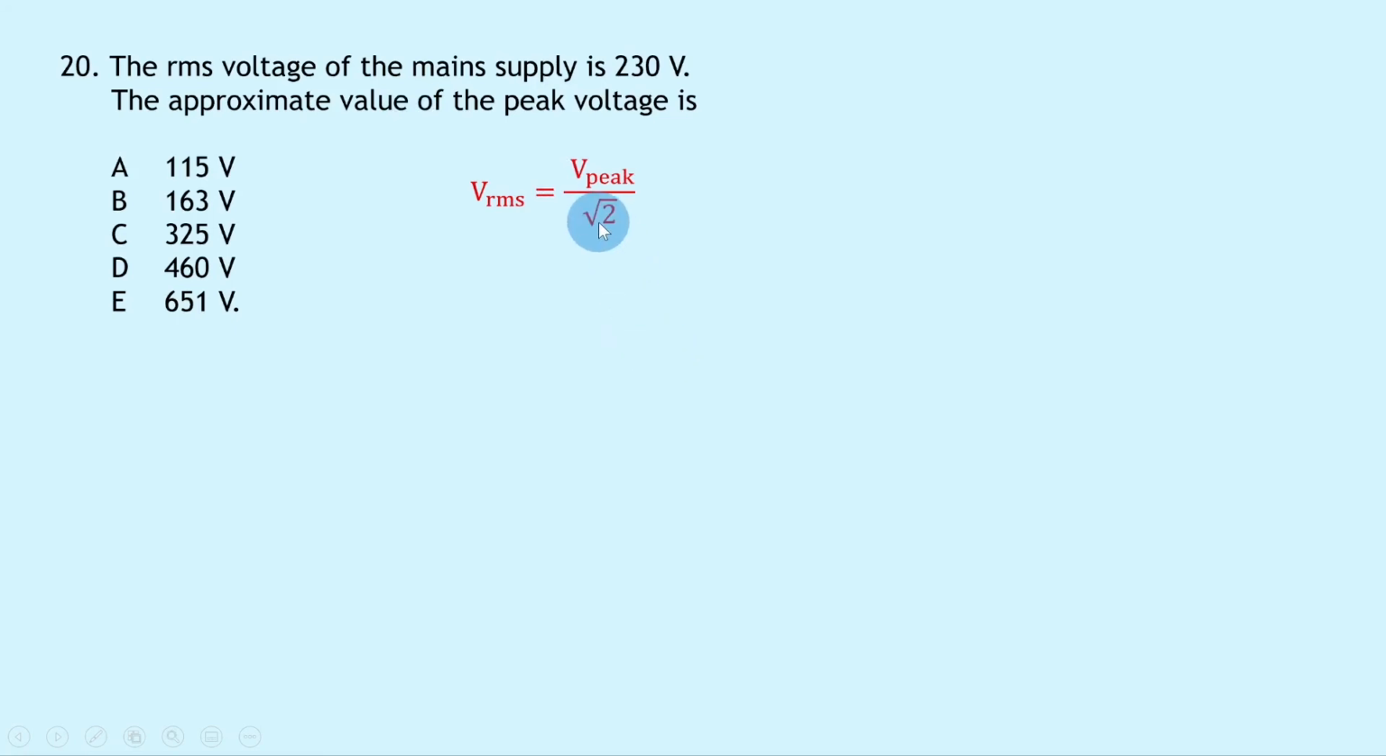So let's multiply the root 2 by the V_RMS there to get V_peak equals root 2 V_RMS, and substituting in the numbers gives us root 2 times the 230, and putting that into your calculator should give you an answer of 325 volts, which is the option C.